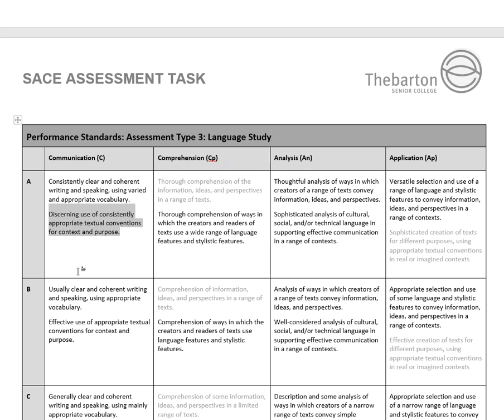Consistently appropriate textual conventions. So all the time, or at least almost all of the time, you have been choosing the right things to put into your work for the situation that you're in. So this might be developed through your interview planning, or it might be as well in your report. So are you putting in the things that I expect to see in a report?